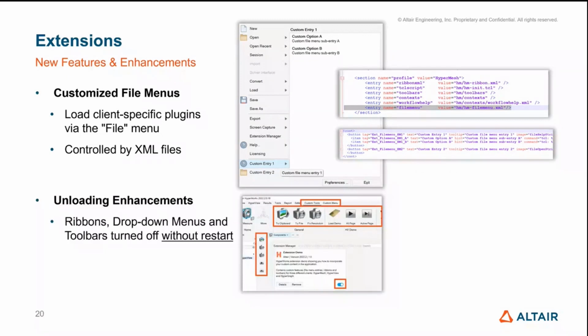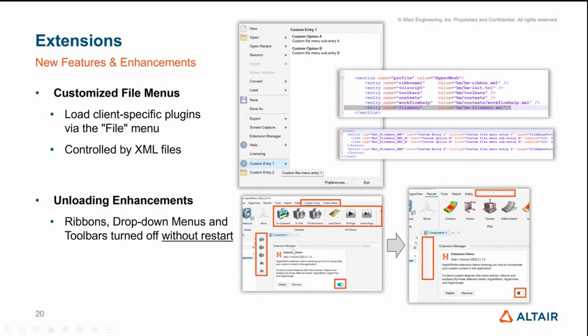Then on the extension unloading side, you can now unload ribbons, drop-down menus, and toolbars without having to restart the application. So basically, the extension manager GUI has a toggle to turn on and off, and it will simply turn off all your custom tools, menus, ribbons, etc. Instantly. So no need to restart the application.